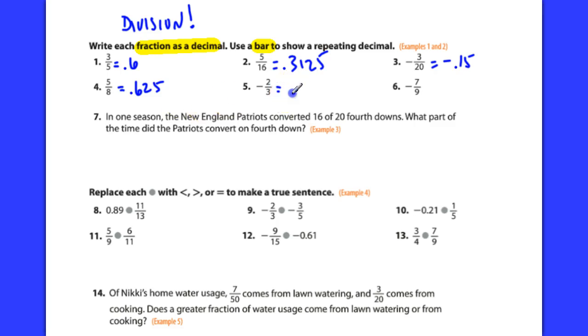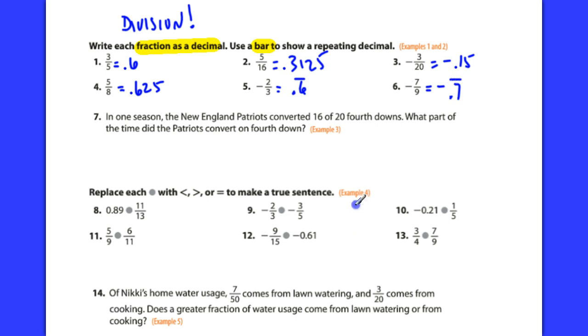So what we do is we write it with the bar notation, 0.6, repeating just like that. And then if we did the same thing for number 6, that would work out to be negative 0.7, or 0.7, repeating as well.